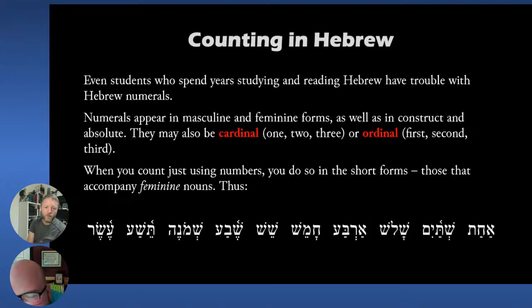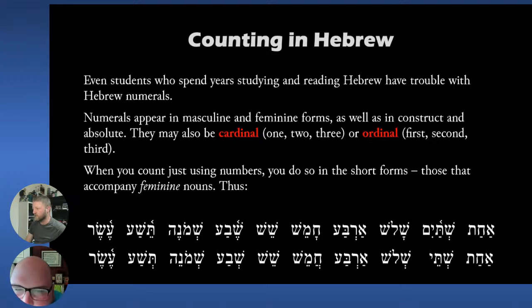Now we said that numbers can be construct or absolute. These are absolute. That is, they're not joined to anything. If they are joined to something, because you can say one of the women, okay, one of the women, or you can say one woman. Two of the women, or both of the women is the same form. Three of the women, four of the women, it's partitive. When you do that, it's construct. And these are the construct forms.